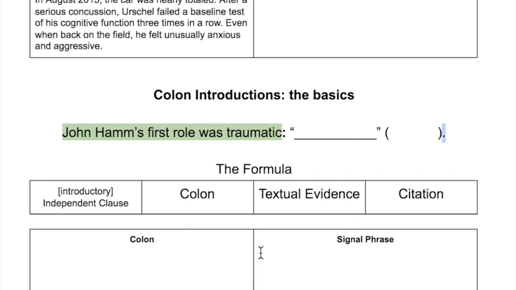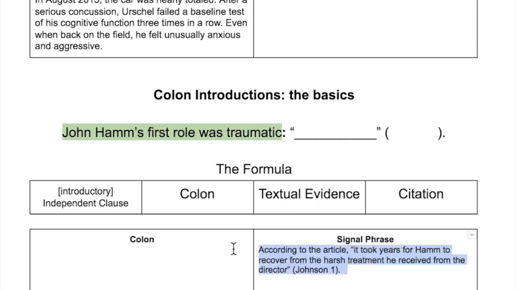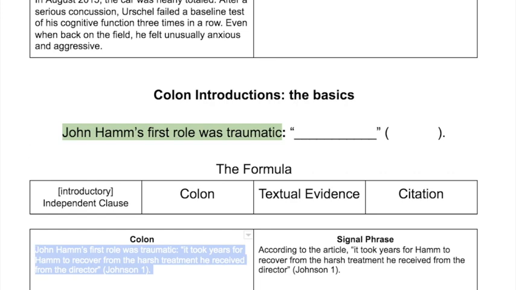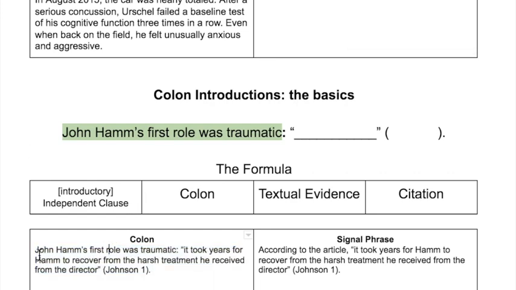So last time, oops, let me undo that. I had this text, according to the article, and then I had the textual evidence. Here was my signal phrase right here. Here's my author's last name, and here's my page number. However, using the same evidence with a different skill, I'm going to try doing this with a colon. So let's just take my pre-written text and let's turn it to black. So John Hamm's first role was traumatic.